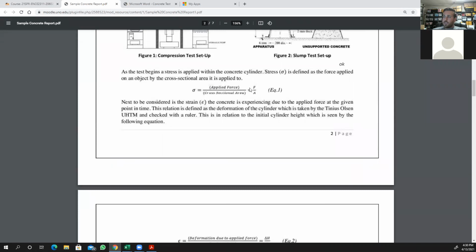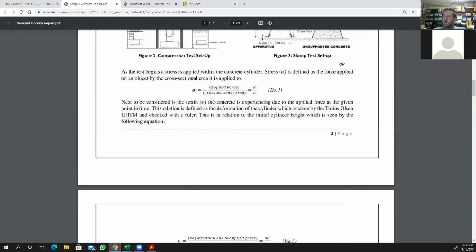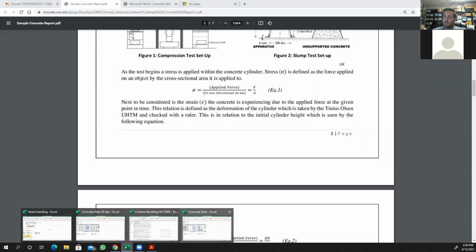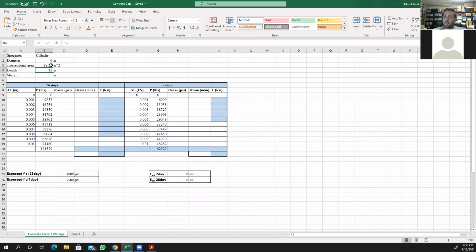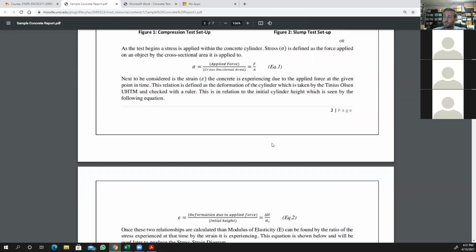This is the first equation that we're going to use to calculate the compressive stress applied on the concrete specimen. We need to use the applied force, which we measure during the testing. We measure the applied loads with the corresponding deformation. And we need to calculate the cross-sectional area to solve this equation. The cross-sectional area is already calculated for you, and this is pi d squared over 4. We also measure the length of the specimen before the experiment, and we will use it to calculate the strain.